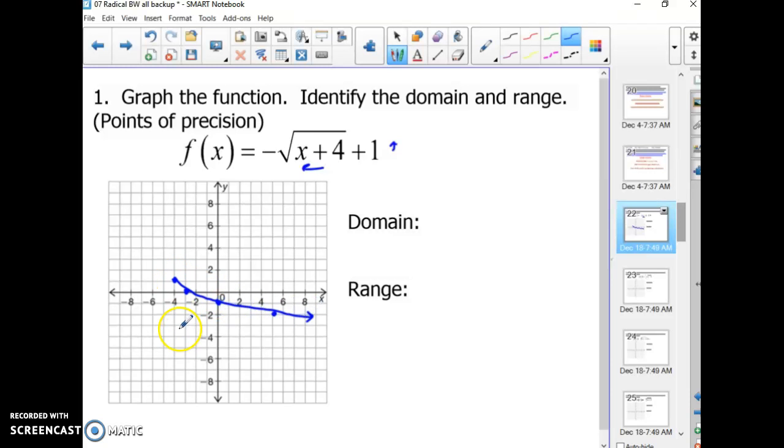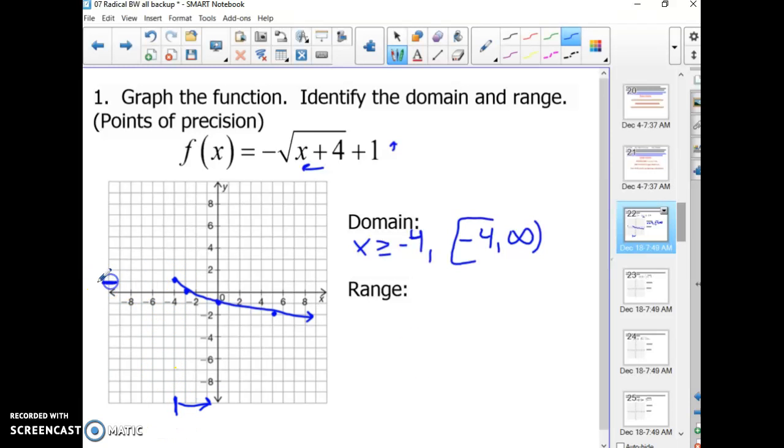So my domain, I start at a -4. You can write it 2 ways, right? X is greater than or equal to that -4. Or I can write it as -4 to a positive infinity because my x values are headed that direction.